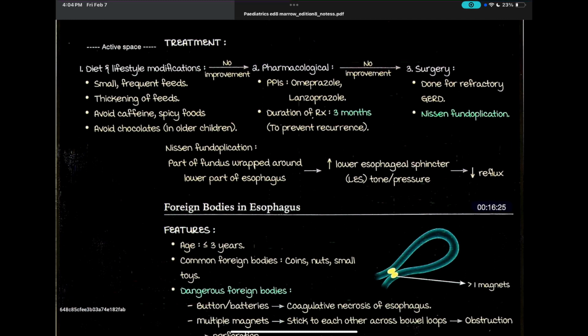What proton pump inhibitors do you give in children? Omeprazole and lansoprazole. The duration is 3 months to avoid recurrence. If there is no improvement, then you go for surgery.